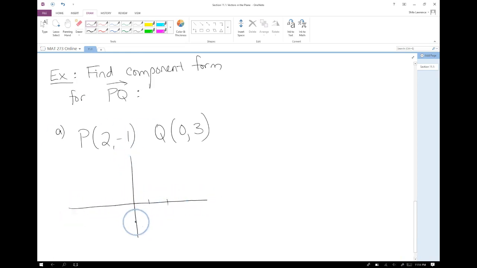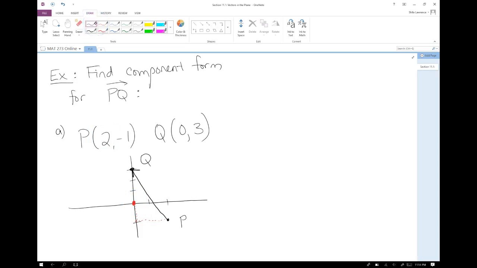so 2, -1 is right here. There's our P. 0, 3 is here. There's our Q. And there's vector PQ. I know I'm starting at P and ending at Q because of the way it's written. We always have initial point first, terminal point second. But now we want to slide this into standard position, which means I want to move P to the origin.